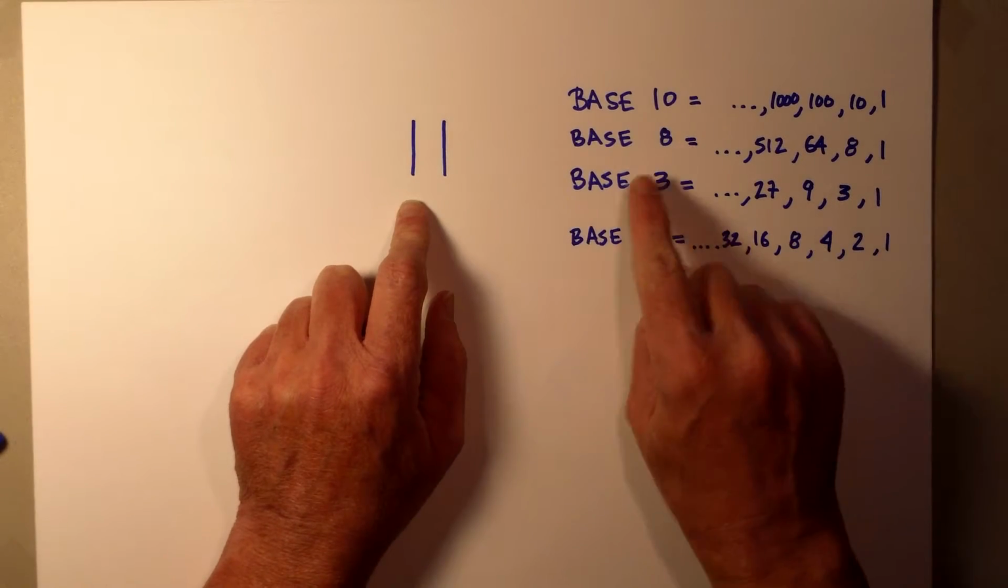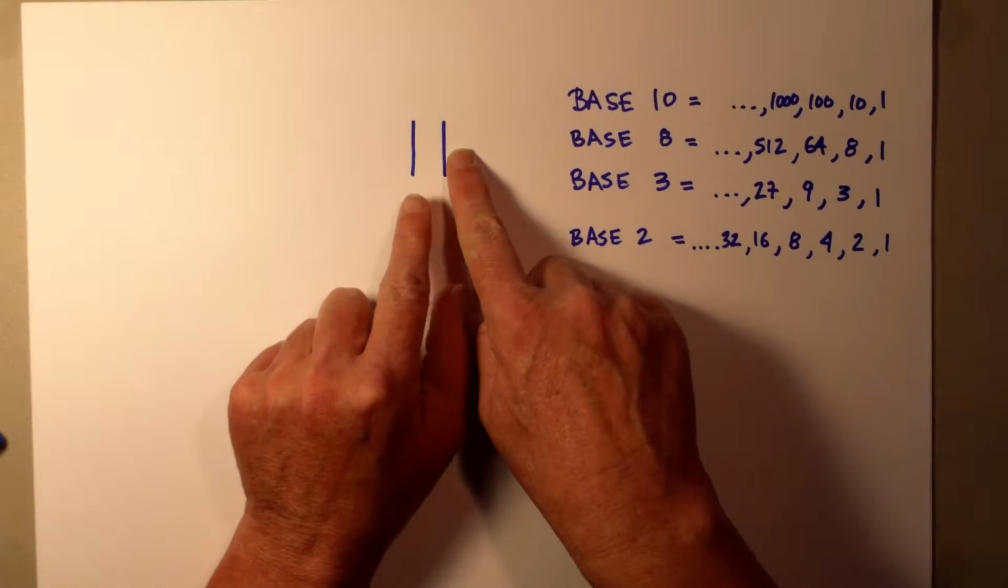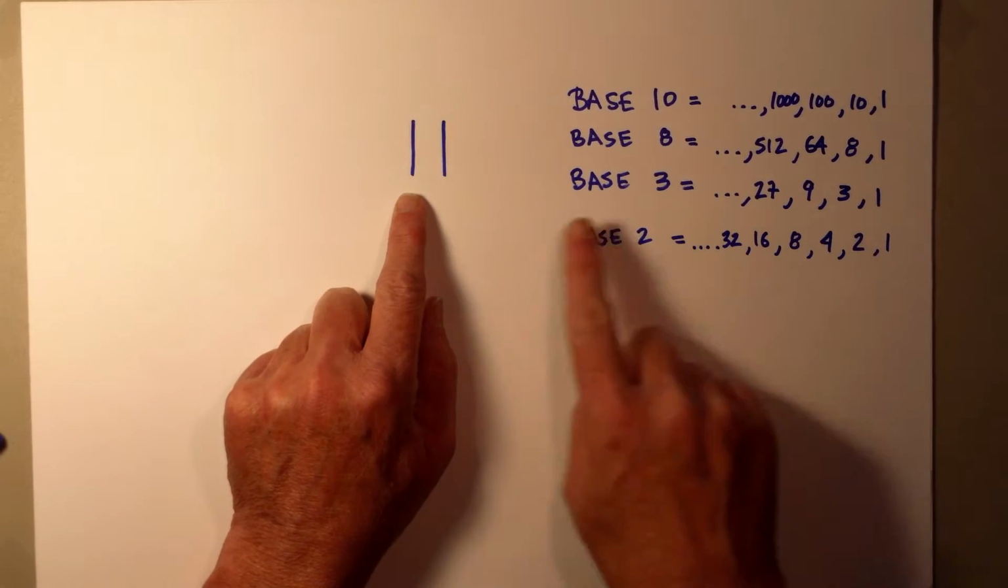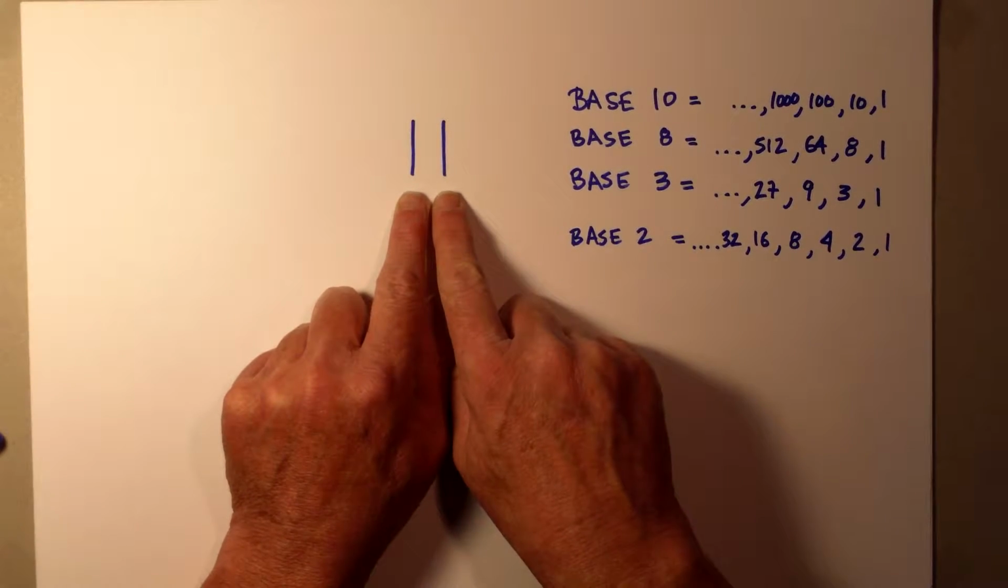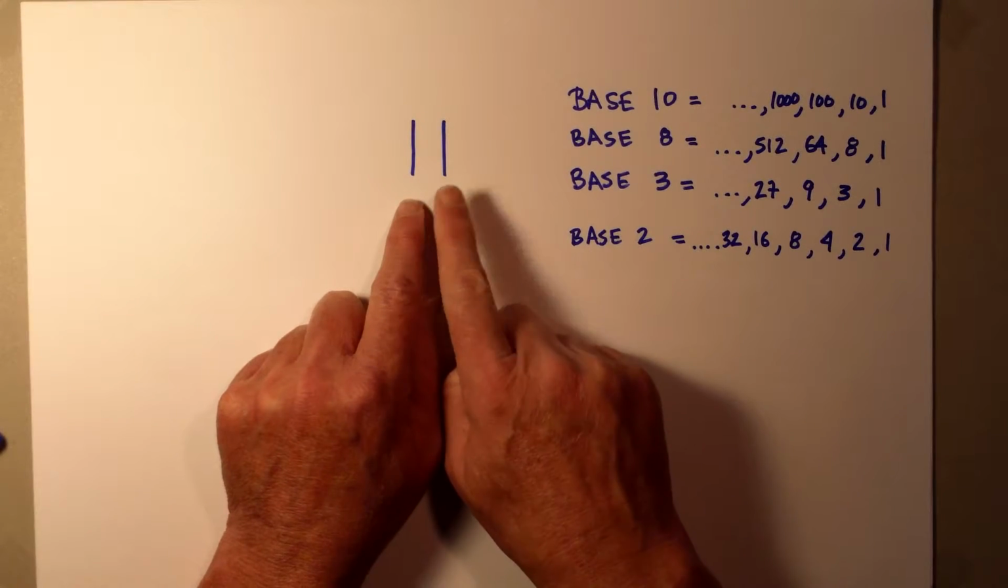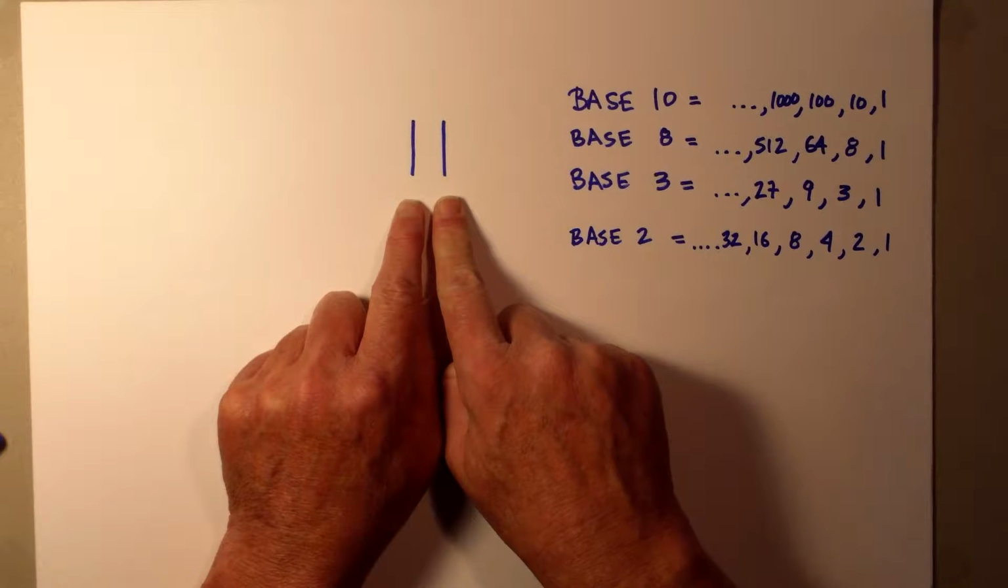So that's why in base 8, this tells us I have 1 8 here, and 1 1, for a total of 9. In base 3, I have 1 3 here, and 1 1, for a total of 4. And in base 2, I have 1 2 and 1 1, for a total of 3.